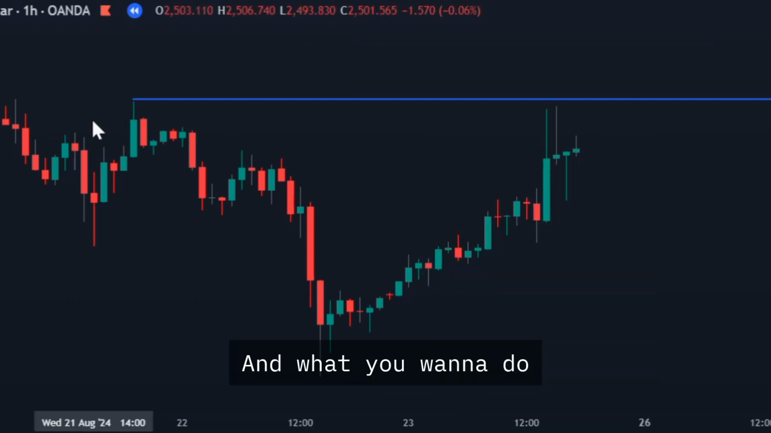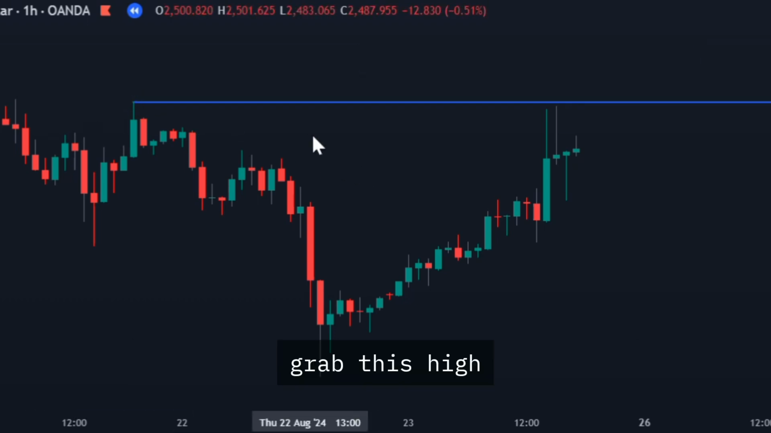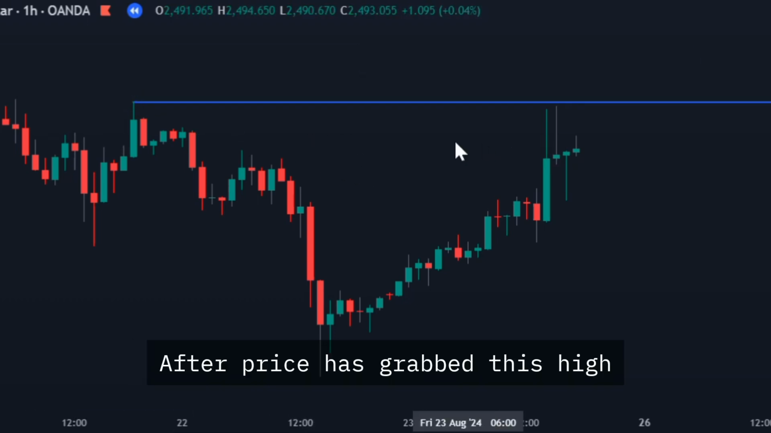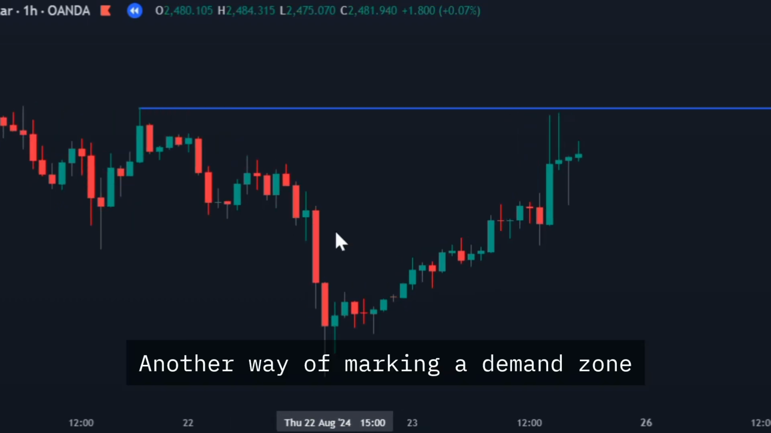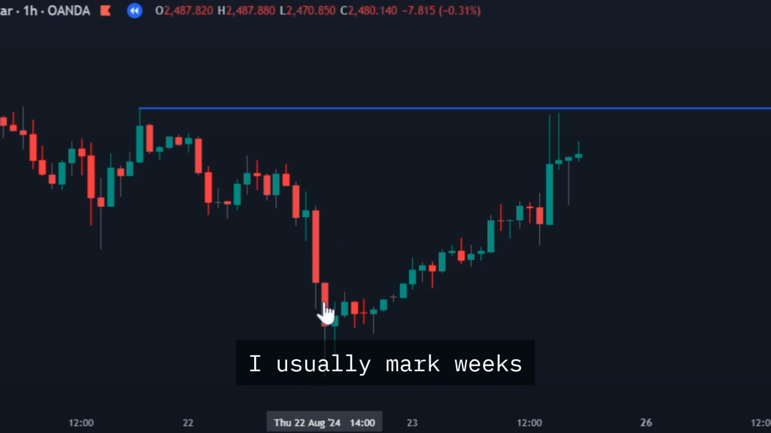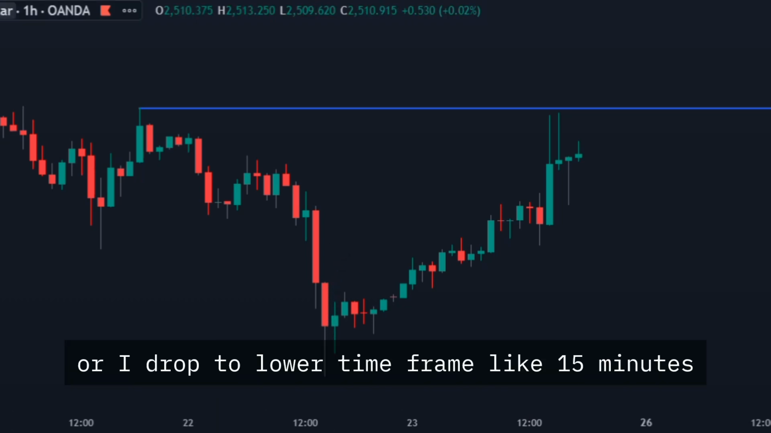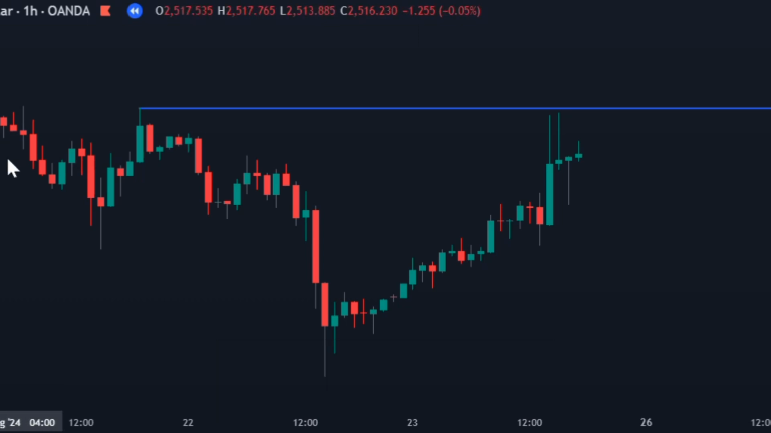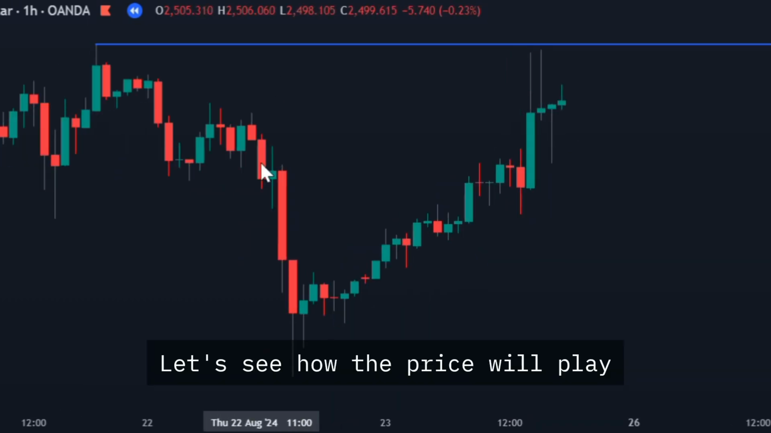This one was the last higher high. And what we want to do, I want to see price come above here, grab this high. After price has grabbed this high, we can now confirm that this is our demand zone. Another way of marking a demand zone, I usually mark wicks if the body is too big, or I drop to lower time frame like 15 minutes, 30 minutes, or 5 minutes. So I will mark these wicks after the price breaks this high. Let's see how the price will play.